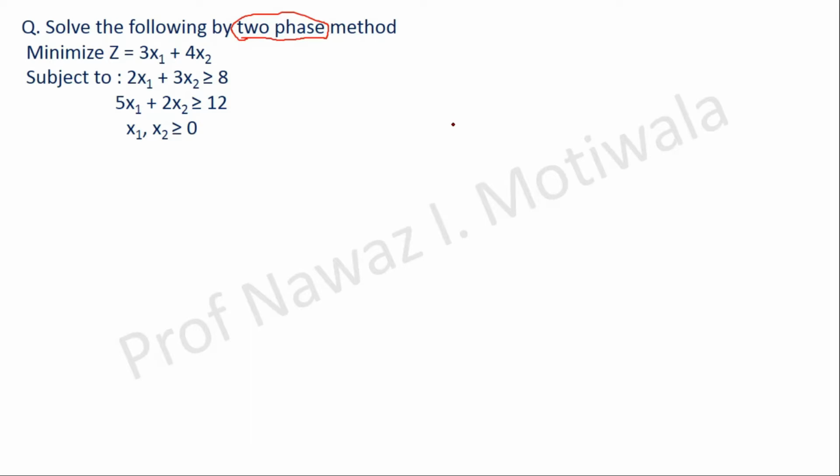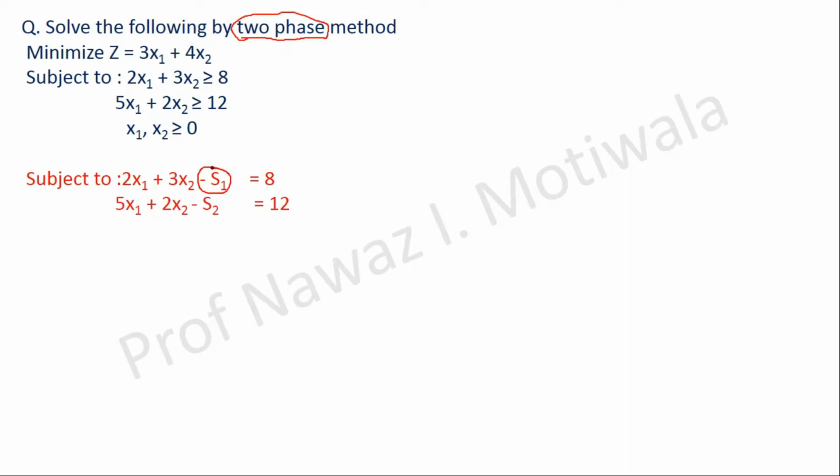So purposely I have taken the same problem which we have solved by the Big M method, just to give you a glimpse of how to solve the same problem by two different methods. So the initial step is exactly the same. First we have to convert the inequalities into equalities by adding the negative variables. So the first equation will become 2x1 + 3x2 - s1 = 8, because as it was a greater than sign there, it will be minus s1 introduced.